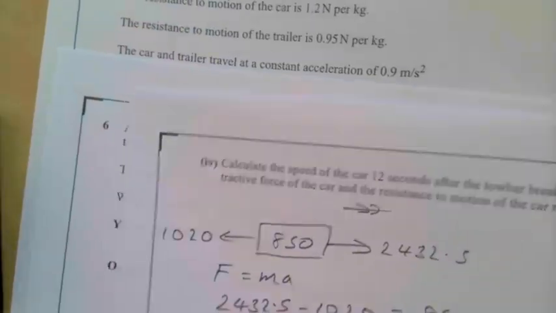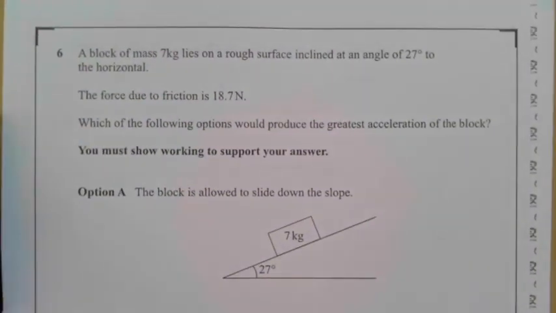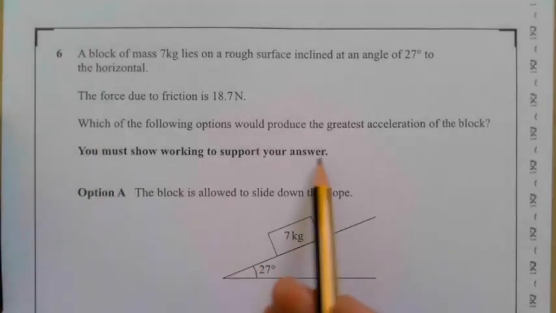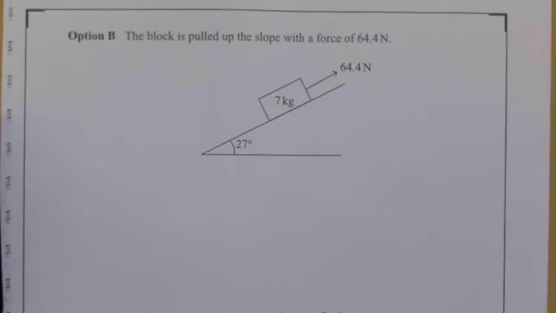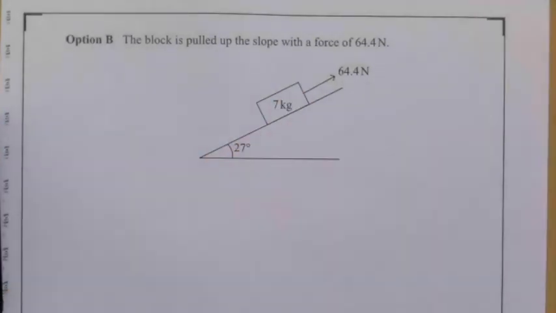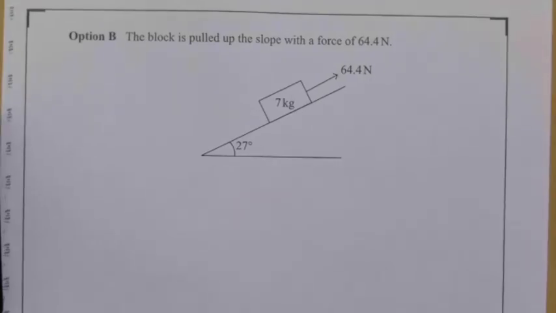Question 6. A block of mass 7 kilograms lies on a rough surface inclined at an angle of 27 degrees to the horizontal. The force due to friction is 18.7. Which of the following options would produce the greatest acceleration of the block? The block is allowed to slide down the slope, or the block is pulled up the slope with a force of 64.4 newtons. So we need to do F equals ma for both of these, and see which option gives us the biggest acceleration.